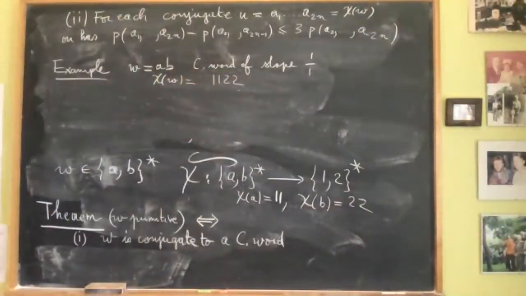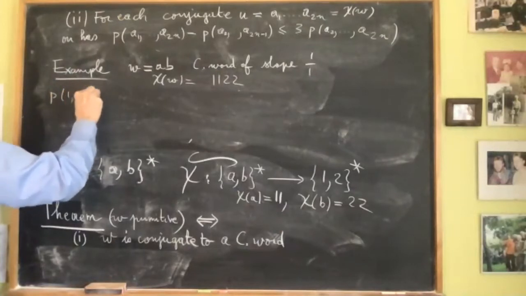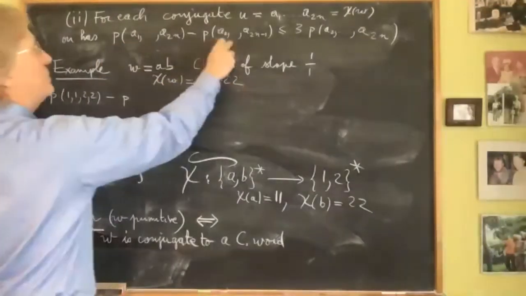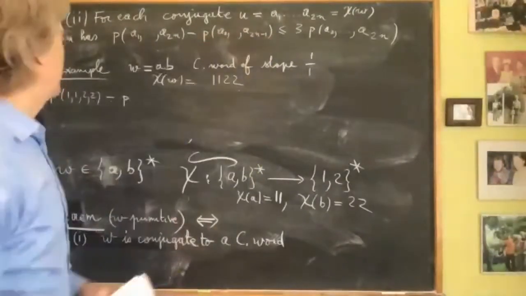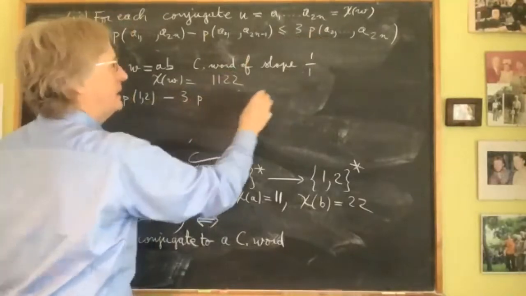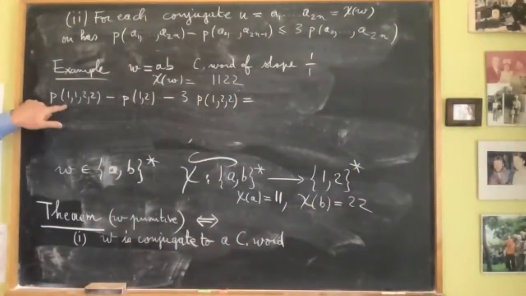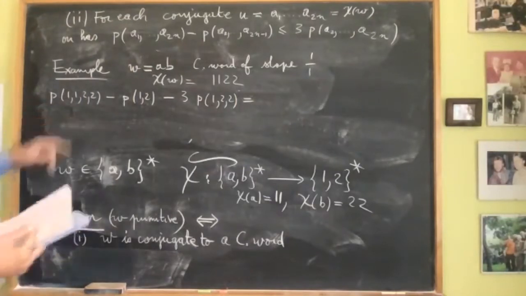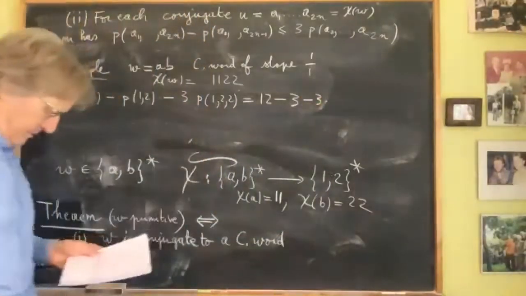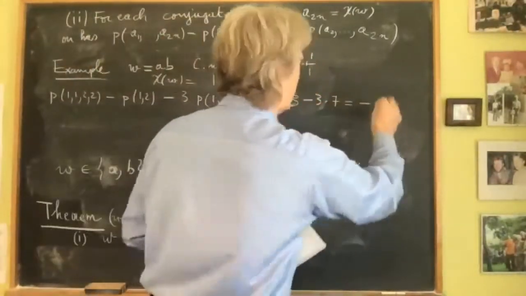You replace A by 1, 1. And so I now compute this quantity, for this conjugate 1, 1, 2, 2. You take the whole word here, then you remove the first and last letter. So P of 1, 2, and this, I now subtract 3 times P of, here I remove only the first letter, 1, 2, 2, and now you must trust me, this was equal to 12, minus 3 times 7, and so I obtain something negative, minus 6.